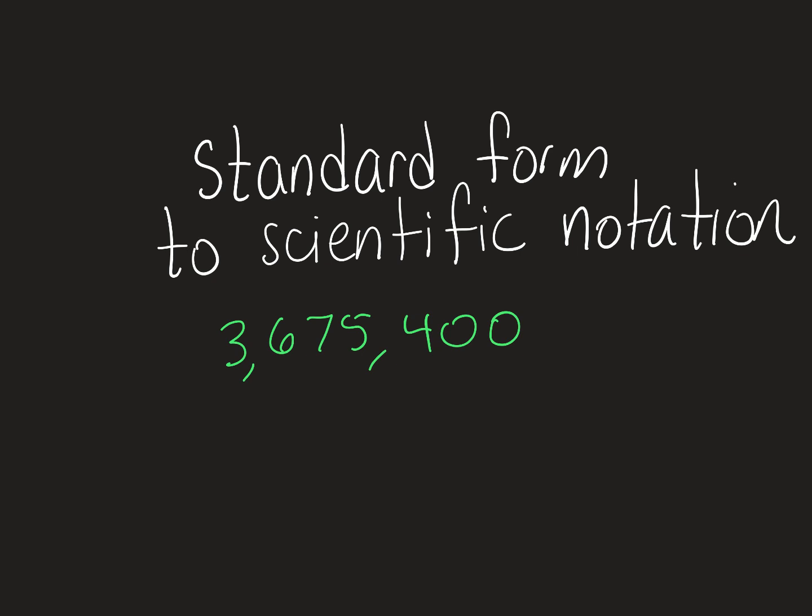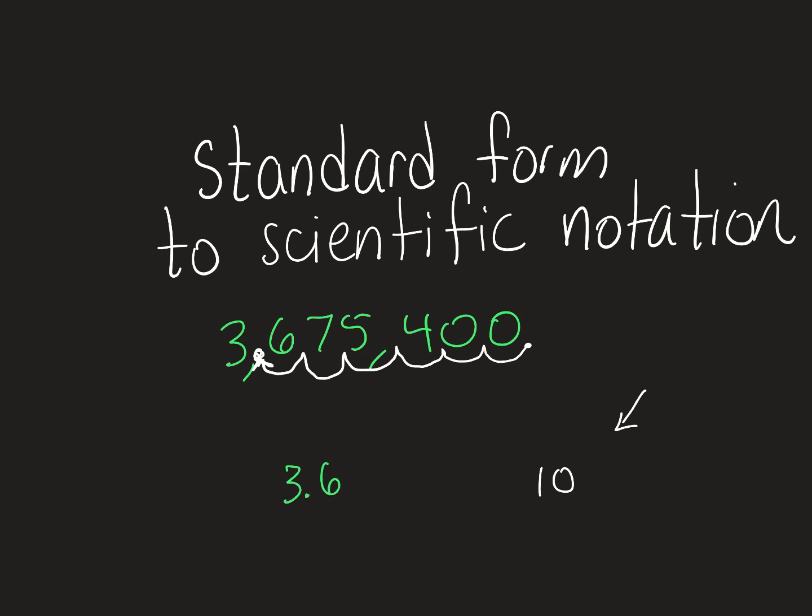If it's a big number, that means your power is going to be bigger than 0, so actually bigger than 1, because the first number needs to be between 1 and 10. That means you're going to put your decimal at the end and count how many steps you need to go to get a number that is between 1 and 10. That's our rule for scientific notation: the first number must be between 1 and 10. So I'll stop right here.